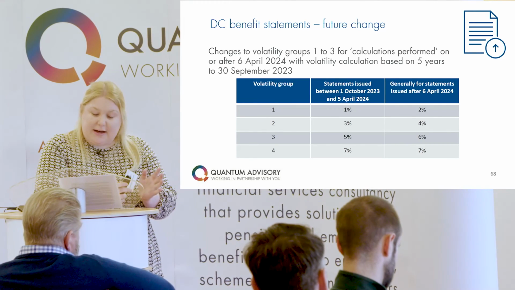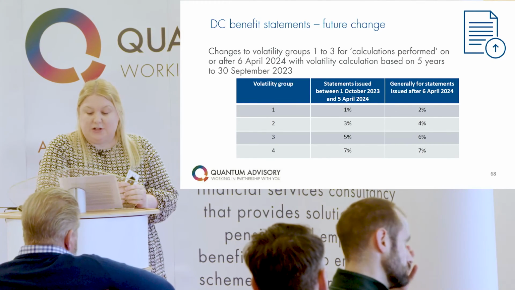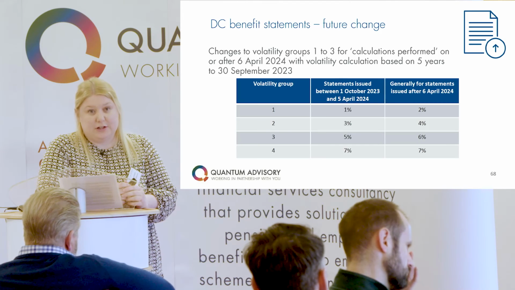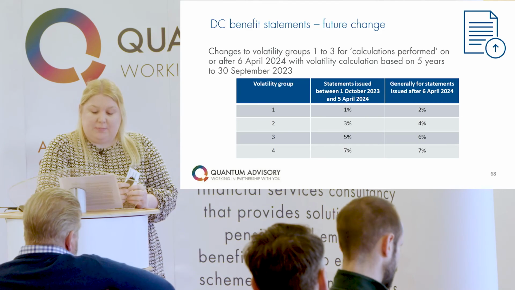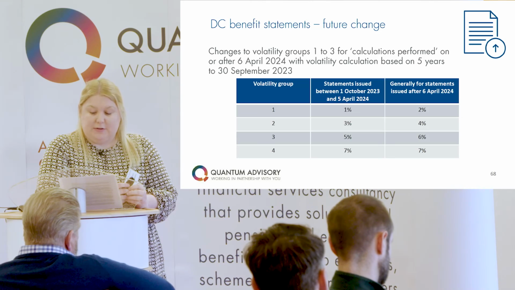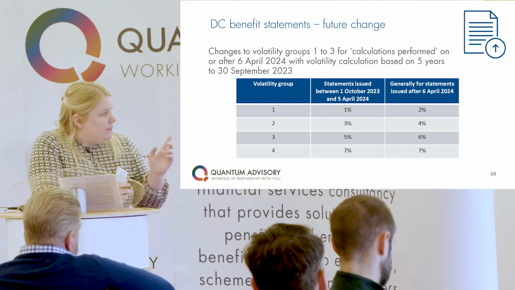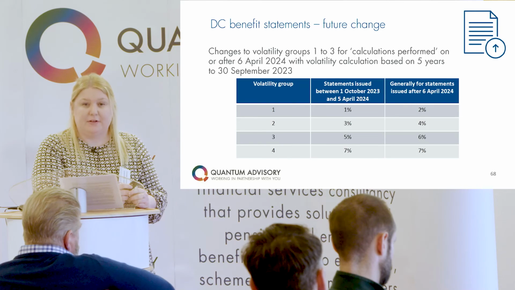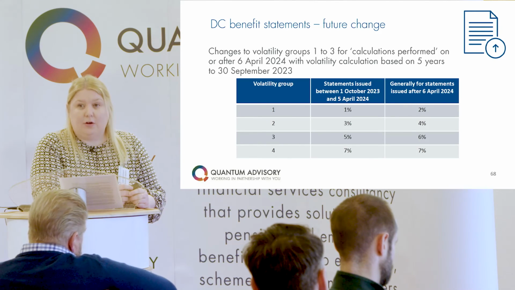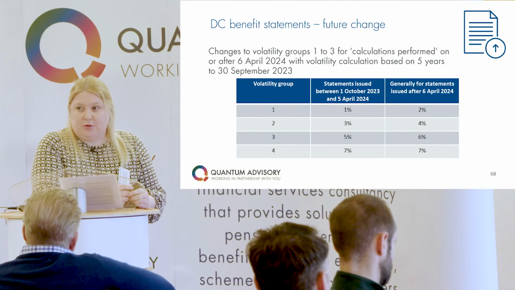However, on the other side, if interpreted as calculations performed being equal to the illustration date of the statement, then schemes with year ends before 6th of April will need to use the lower volatility rates in the middle column there, and those will have reference to the 5 years ending on 30th of September 2022.